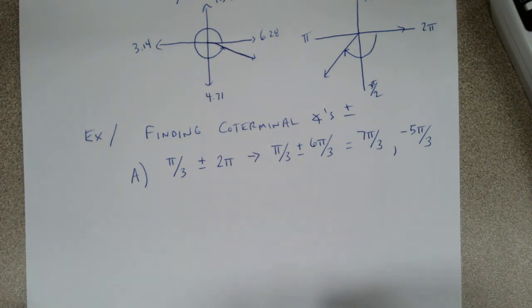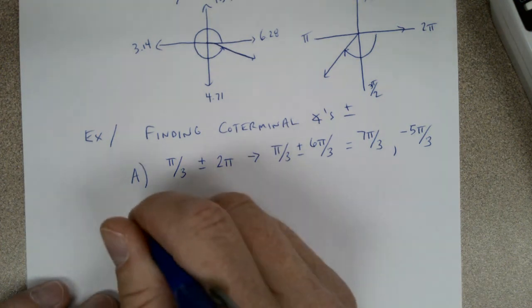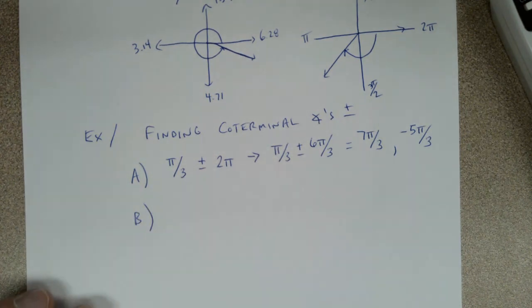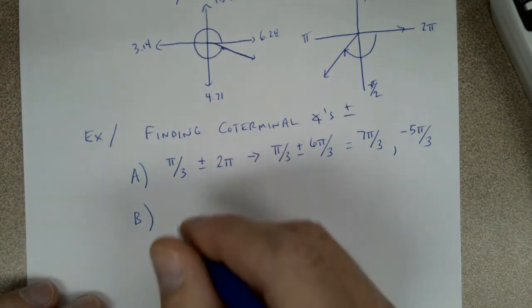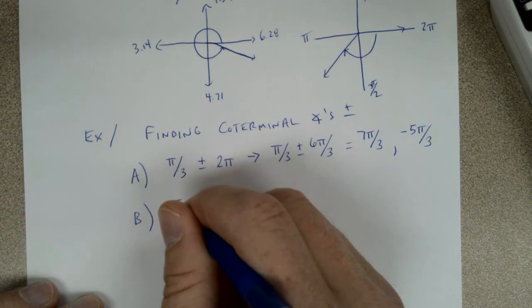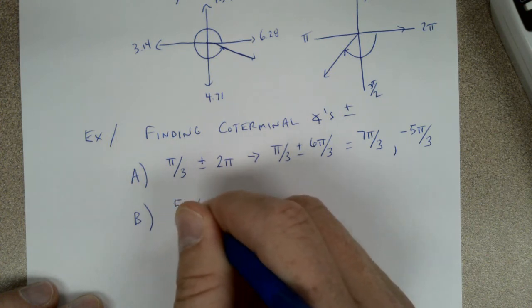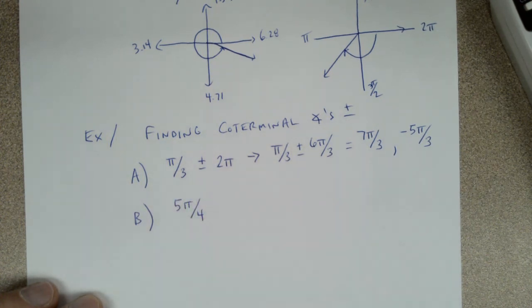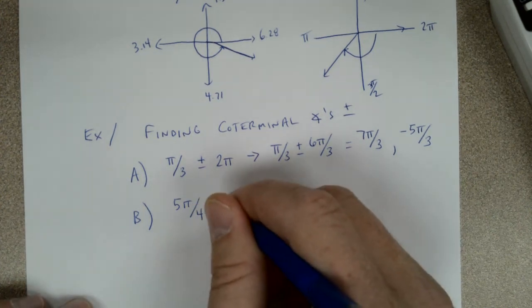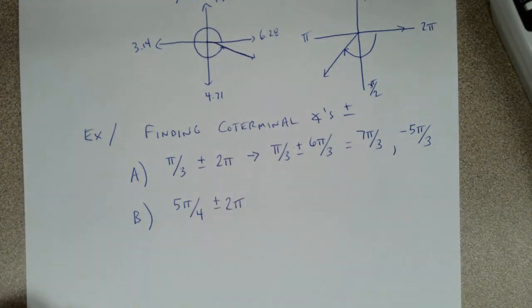Everybody follow what I just did there? Why don't you try this one on your own? Why don't you try to find the positive and negative coterminal angles of 5 pi fourths? Again, remember we're going to add and subtract 2 pi.